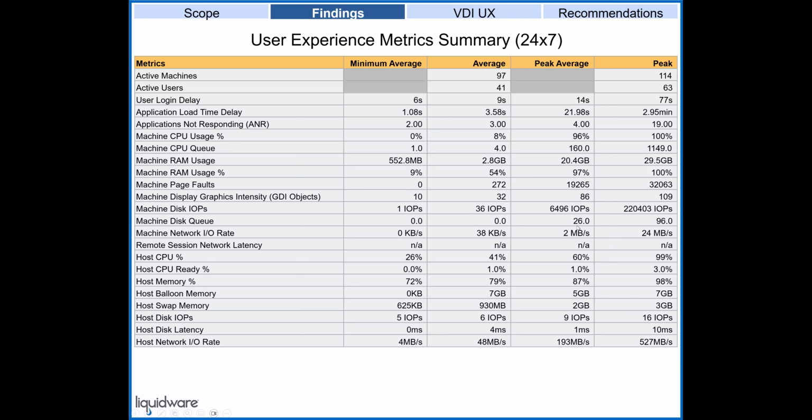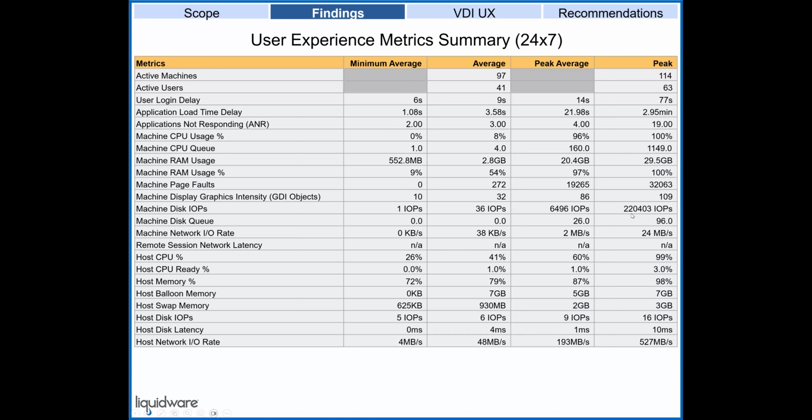All of a sudden, the disk queue jumps up to 26. Now remember, I said I don't like that. I want to keep it at 0.3 or lower. So if I'm at 26, that's kind of screaming at me, hey, your disk is too slow. You need to do something about that, or you need to decrease consumption on the machines. We'll talk about how we can do that.